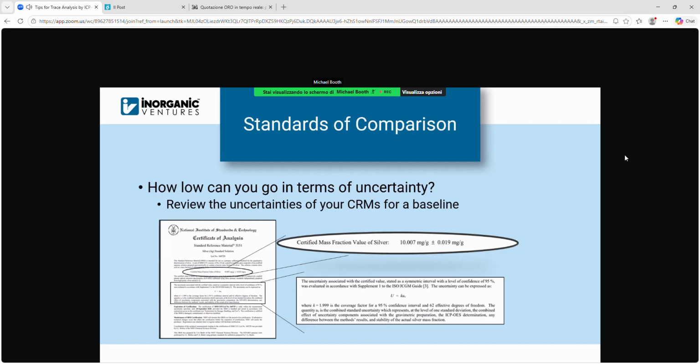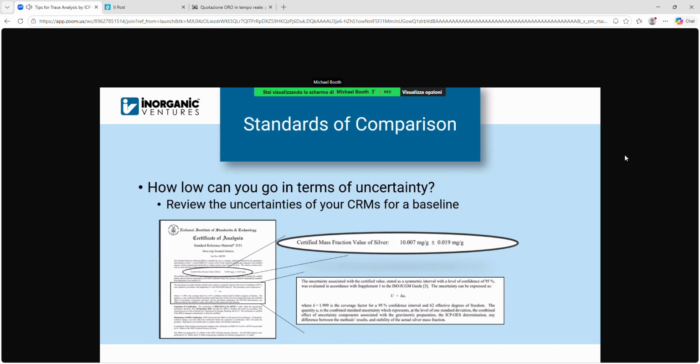So if we make a standard and trace it through this NIST SRM, we can't realistically have an uncertainty that's less than 0.2% relative to this, because NIST is setting our baseline. If someone is tracing uncertainty back through their standard and somehow their results have a lower relative uncertainty than their standard, then something has gone a little wonky. So that sets your baseline.